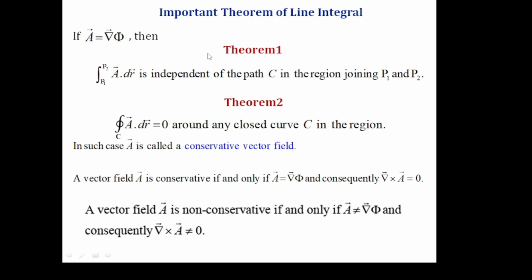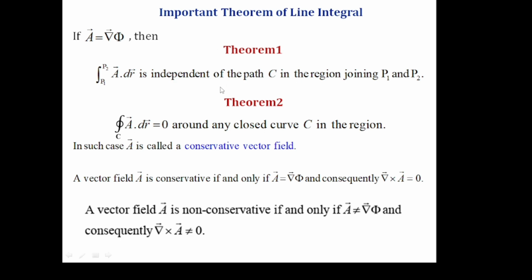Next, we will discuss two important theorems of line integration. First theorem: suppose A is a vector, so we can write A = del phi, where phi is a scalar field. That means the gradient of a scalar field is expressed by a vector. Then the integration from P1 to P2 of A dot dr is independent of the path C joining P1 to P2. It only depends on the final and initial points. So that is theorem 1.